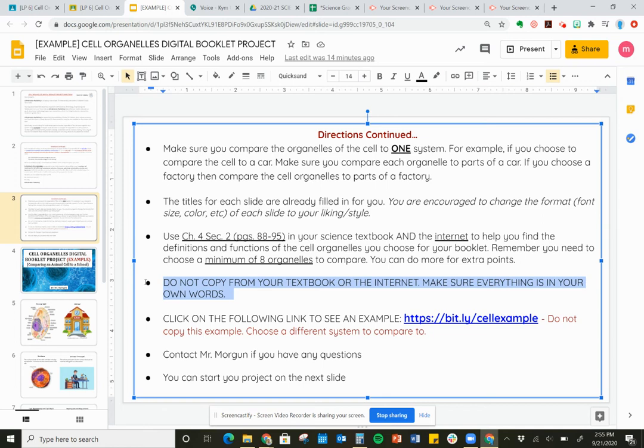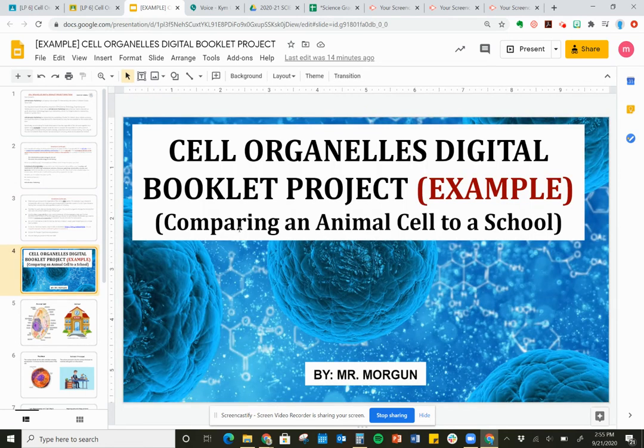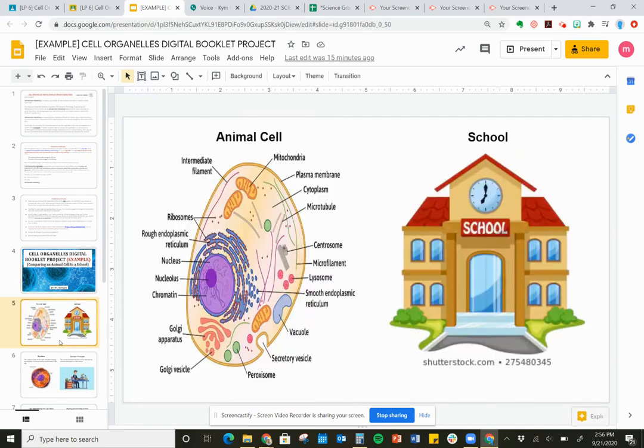So again, you're comparing the parts of a cell to the parts of another system. So here's my example. I chose a school. You are not allowed to choose school. You need to choose a different example for yours. So, Cell Organelles Digital Booklet Project, comparing an animal cell to a school by Mr. Morgan. First slide, I have my entire animal cell here on the left side, and then on the right side, I have a picture of a school.